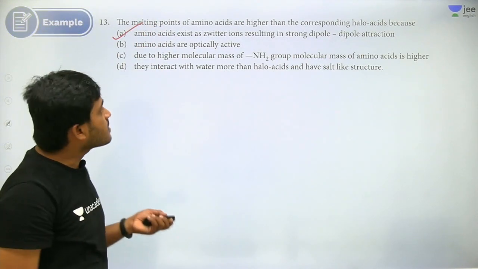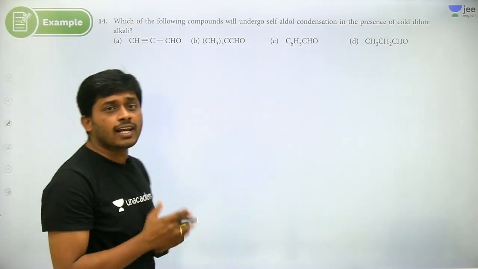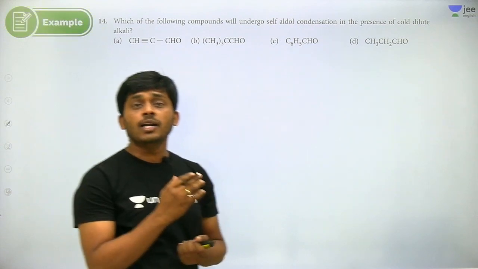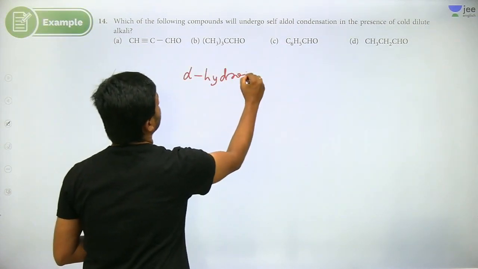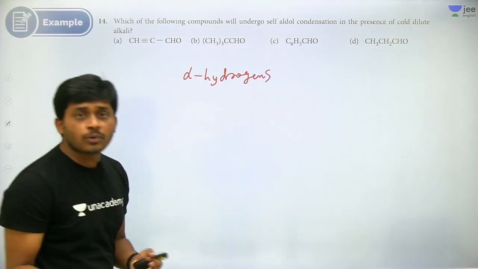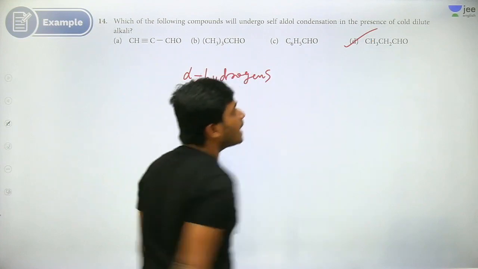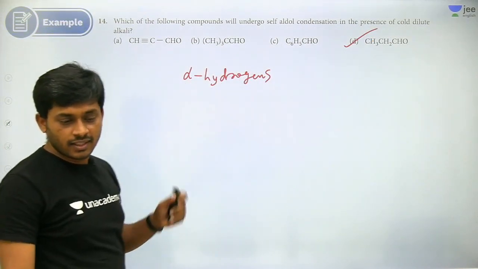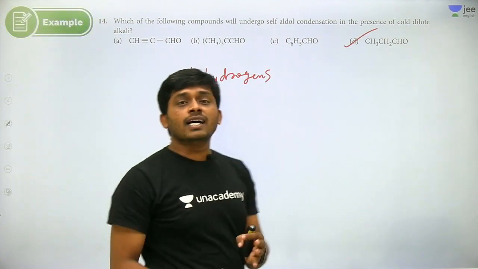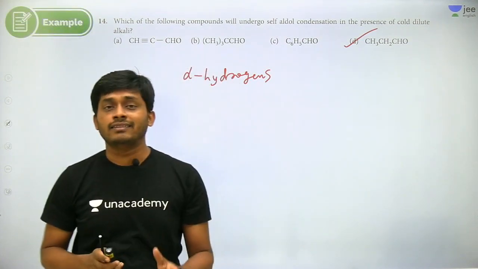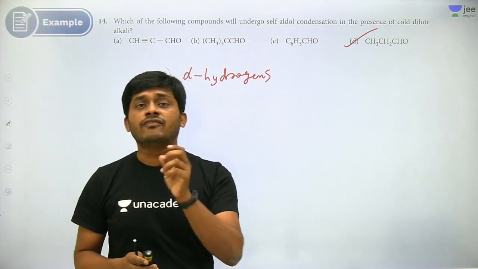Okay. Next. Which of the following compounds undergo self-aldol condensation? Self-aldol means alpha hydrogens must be present. So where are alpha hydrogens? No alpha hydrogens, no alpha, no alpha. Alpha is present.